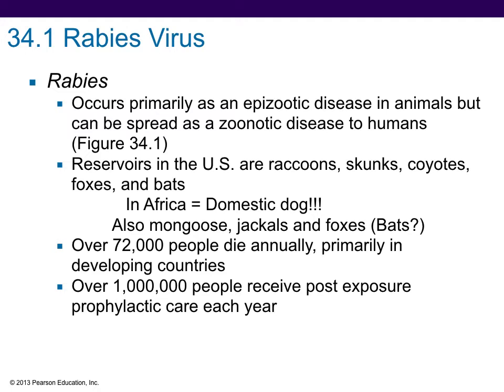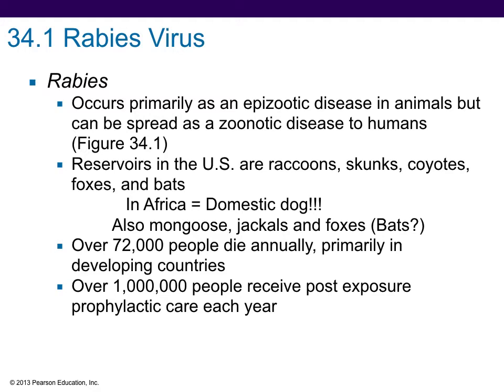So rabies virus occurs, or rabies occurs primarily as an epizootic disease in animals. So it's an animal disease, but it can be spread as a zoonotic disease to humans. So when an animal disease is transmitted to humans, that's a zoonosis or a zoonotic disease. And again, reservoirs in the United States would be wildlife such as raccoons, skunks, coyotes, foxes, and bats. In Africa, the most important reservoir is the domestic dog. Can also get rabies in mongooses, jackals, and foxes.